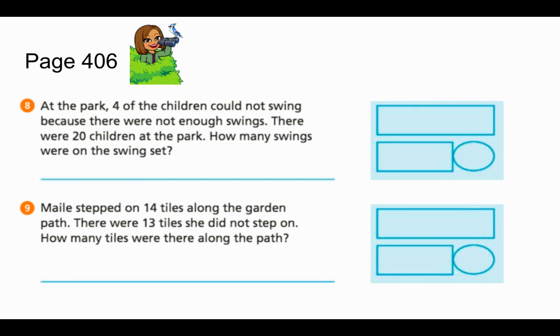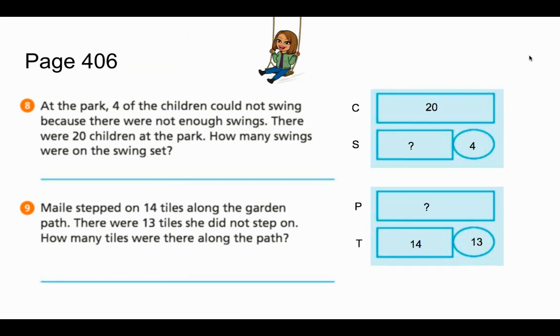All right, third graders, hopefully you got your comparison bars drawn. And if you don't use the comparison bars, we want you to try to use them, but if you don't use them, then you need to have an equation, all right? And make sure you label your answers. The question number 8, how many swings? Number 9, how many tiles? Make sure you label your answers, okay? All right, let's look at the comparison bars and how I filled them in.